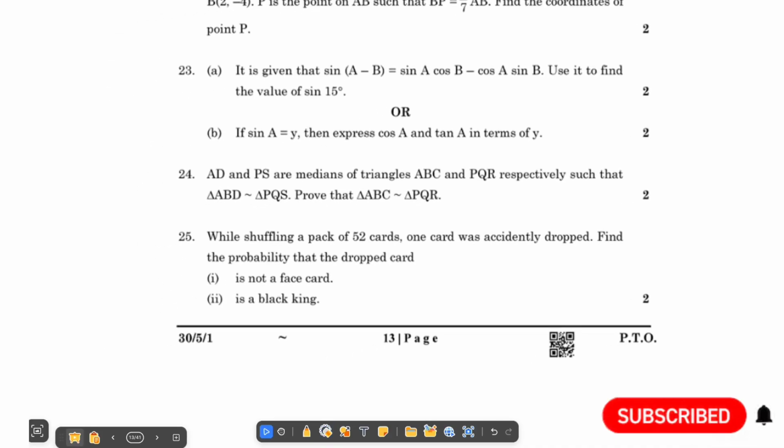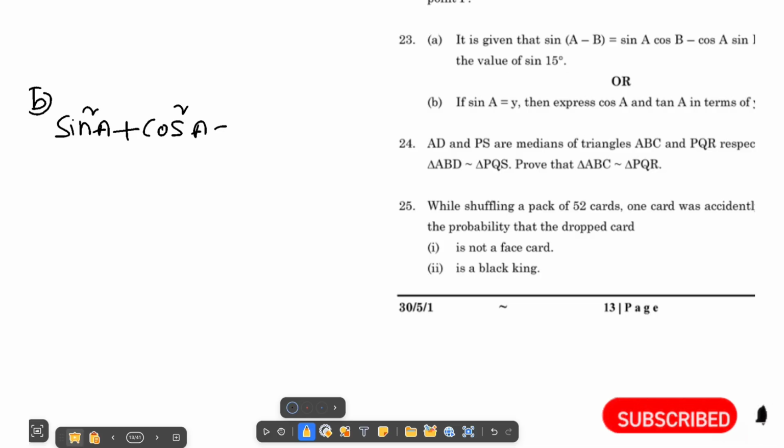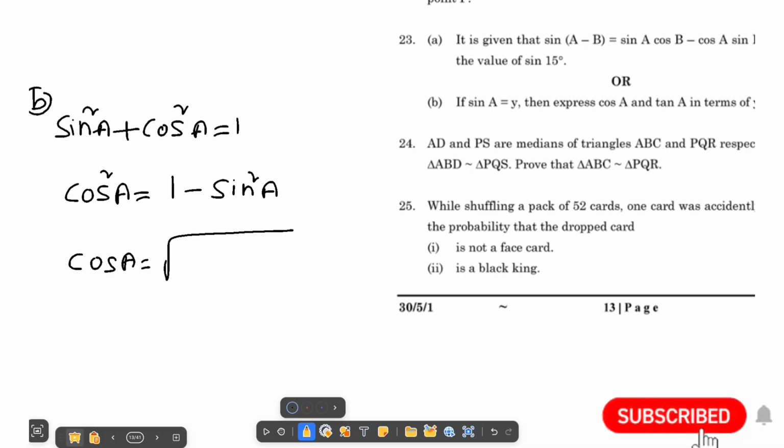Let's take the relation between sin A and cos A. We know that the relation is sin square A plus cos square A is equal to 1. Sending sin square A to the right side, we get cos square A is equal to 1 minus sin square A. Now cos A will be equal to the square root of 1 minus sin square A.